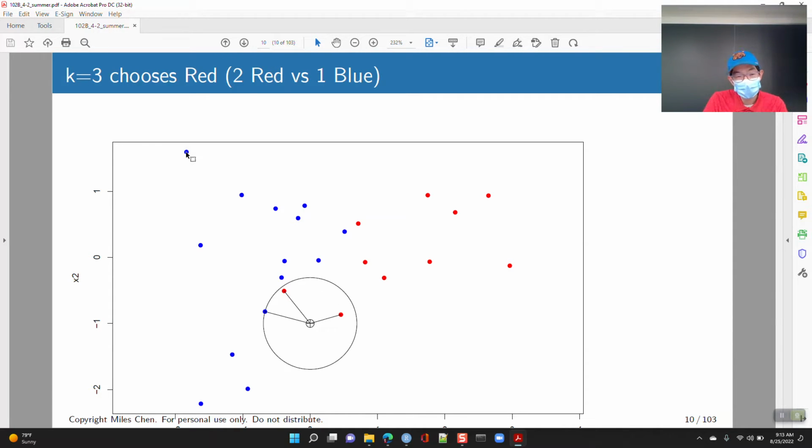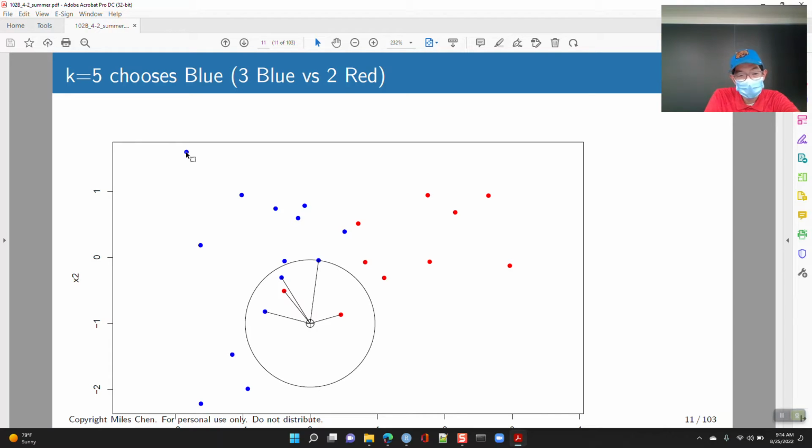What about if I choose k equals 3? These are the 3 nearest neighbors, and again, I've drawn a circle to show that no other neighbors are closer. And so here we have, out of the 3 points, 2 are red and 1 is blue. So it still gets classified as red. At k equals 5, though, we have 3 points that are blue and 2 points that are red. And therefore, if you had k equals 5, this test case would get classified as blue.